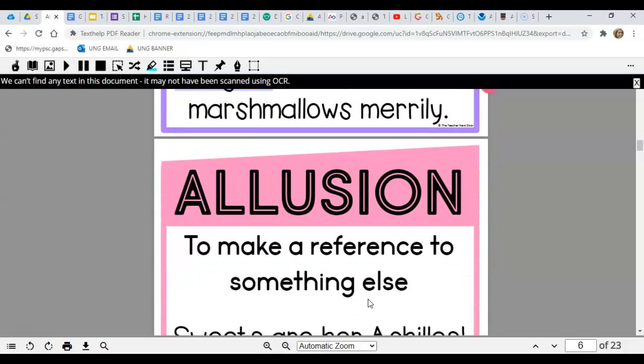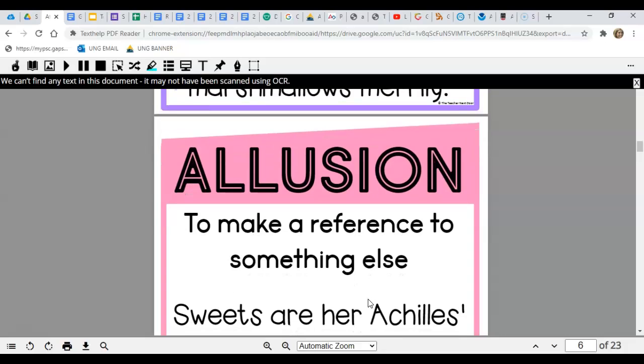All right, our next one is allusion: to make a reference to something else that most people in that culture would be aware of. That's why you want to read a lot and have good content knowledge, because authors will make allusion to something and they're expecting you to understand that connection. And if you don't know about it, you're going to miss part of the story.